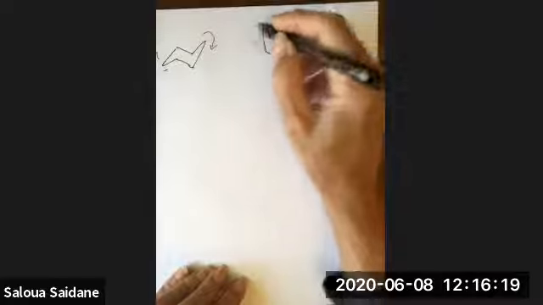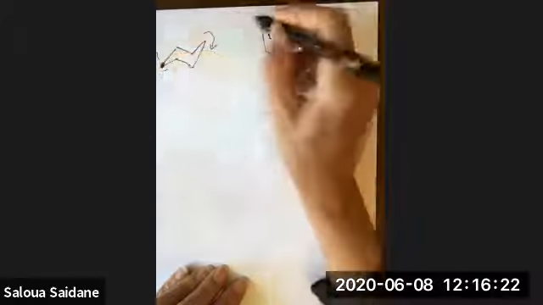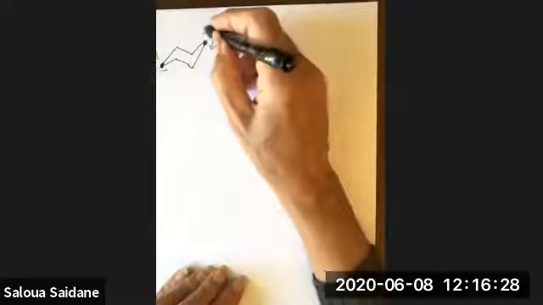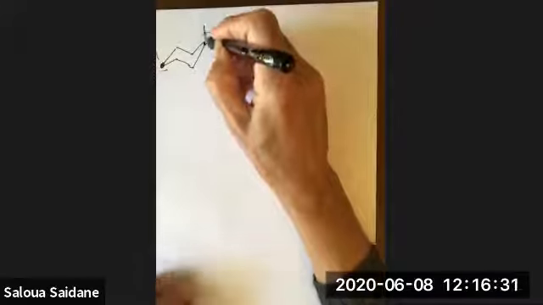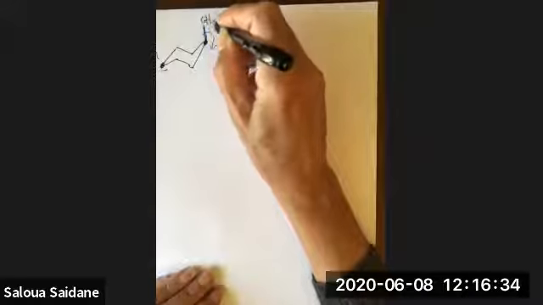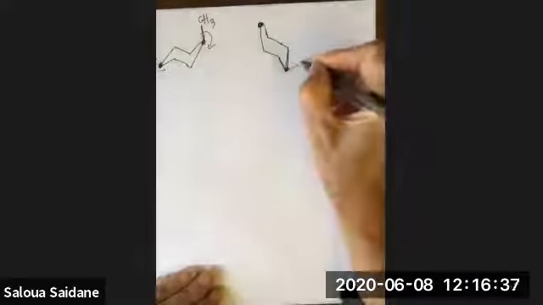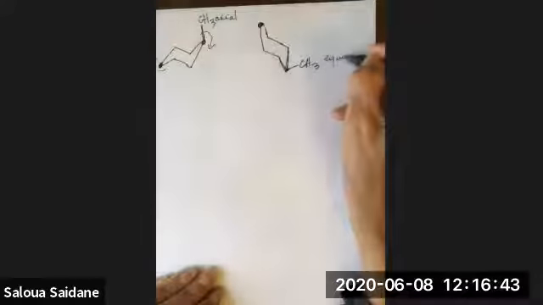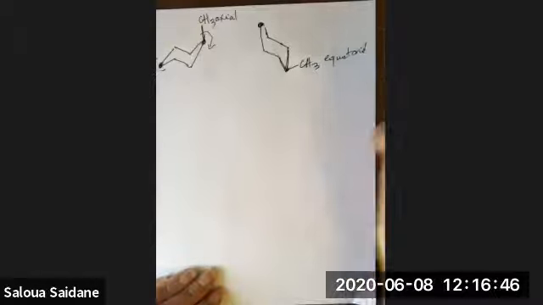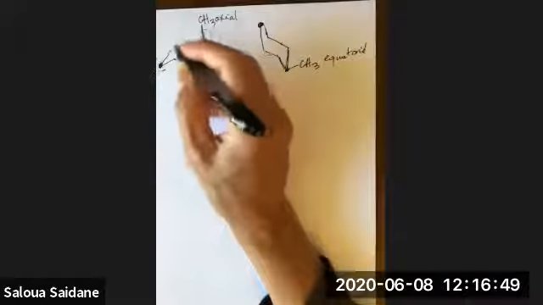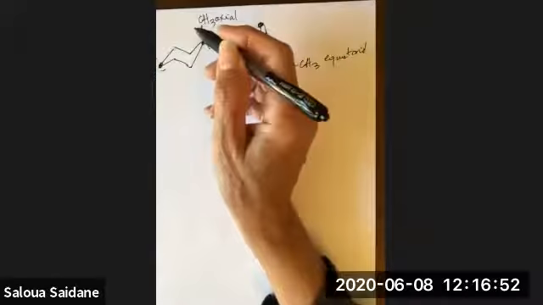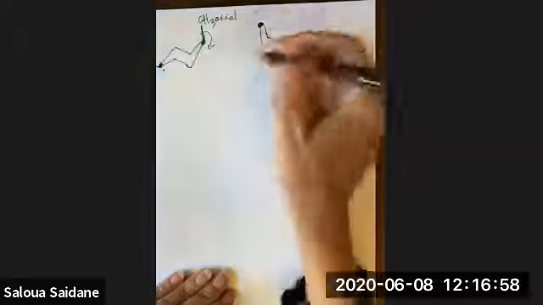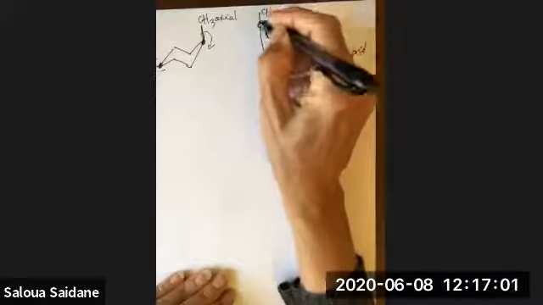Sorry, it's not perfect, but see this carbon right here? This one is this, and then this one is this. So if I put a substituent here, let's say a CH3, when you flip it, it becomes equatorial. So the axial becomes equatorial. And if I had a substituent in the equatorial position, when you flip it, it now is in the axial.